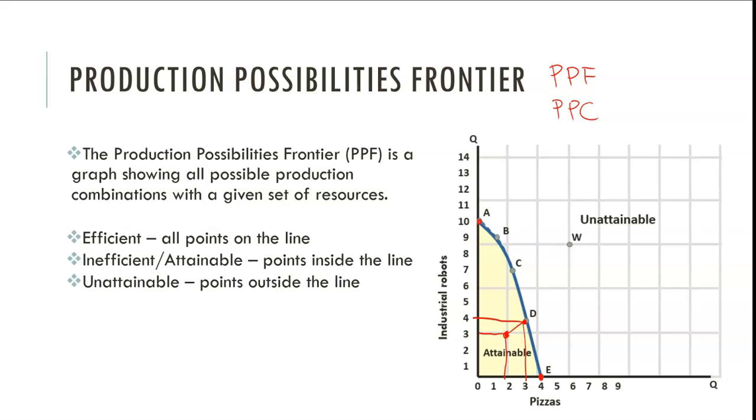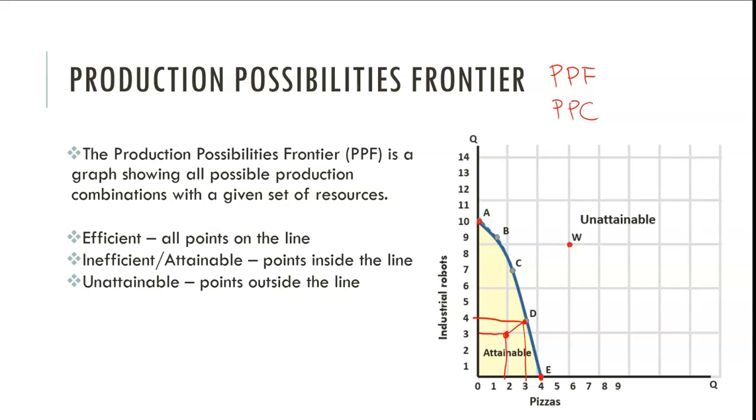Any points that are outside of the line are currently unattainable. So point W out here, which is about 9 robots and 6 pizzas, this is unattainable. This economy does not have the level of resources to be able to produce that quantity of both items. In the future, it may be possible. So we're going to look in a minute at economic growth and how you can increase your capacity, increase your labor, increase productivity, and that can get us to points outside the line.